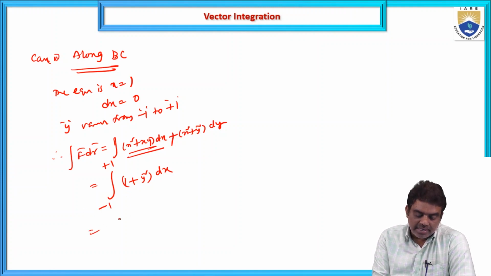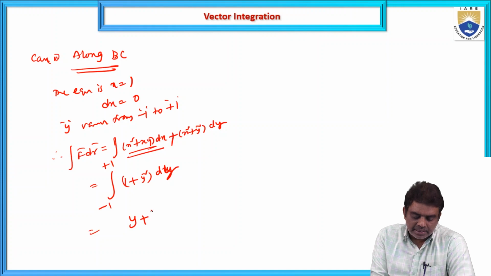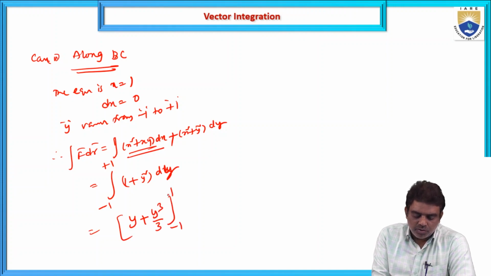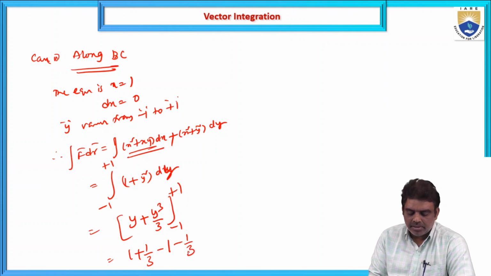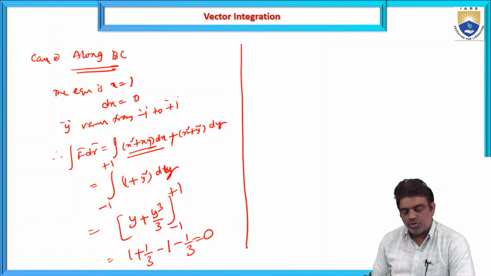Now the integration: integral dy of (1 plus y square) gives y plus y cube by 3, between -1 to +1. So the value is 1 plus 1 by 3 minus (-1 minus 1 by 3). So clearly this is 0. This is the second part of the solution.